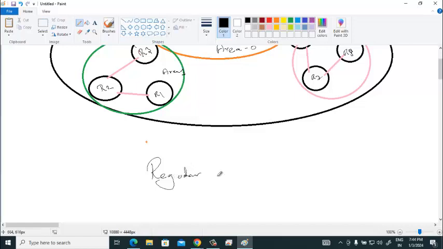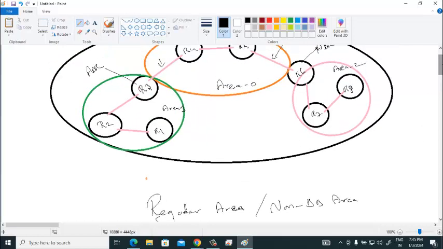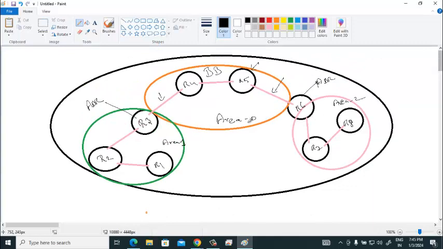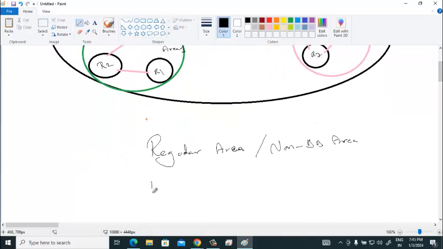Regular area, or you can also call it a non-backbone area. Regular area and non-backbone area. And this is the only backbone area. Area 0 can also be called the backbone area, which is area 0, which can also be called the transit area.